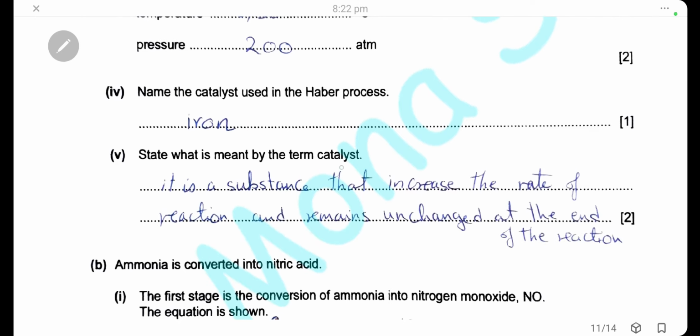State what is meant by the term catalyst. Catalyst is a substance used to increase the rate of reaction and remains chemically unchanged at the end of the reaction.